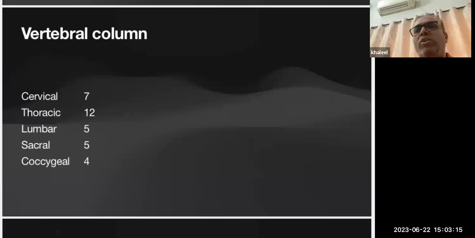So the vertebral column is composed of 7 cervical vertebrae, 12 thoracic, 5 lumbar, 5 sacral, and 4 coccygeal. There may be 5, there may be 3, but usually we count 4 coccygeal when we do the X-ray.